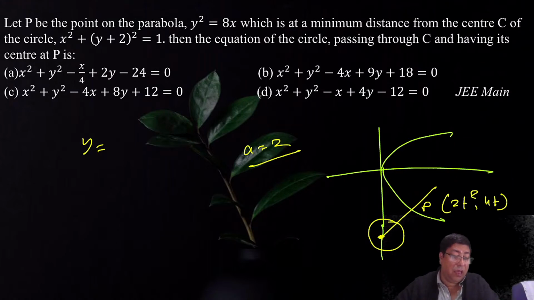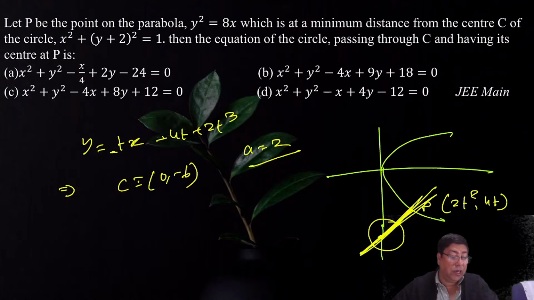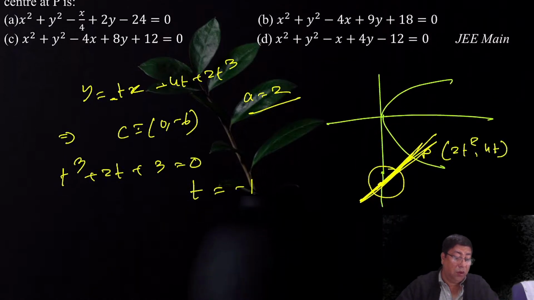Therefore, the equation of the normal is y plus tx equal to 4t plus 2t³. It passes through the point C (0, −6). This normal is passing through C, therefore it will satisfy the equation. If we put x as 0, we get t³ plus 2t plus 3, a cubic equation, by the vanishing method or trial method. Put t equal to 1, obviously not satisfied because all are plus, so t equal to −1.